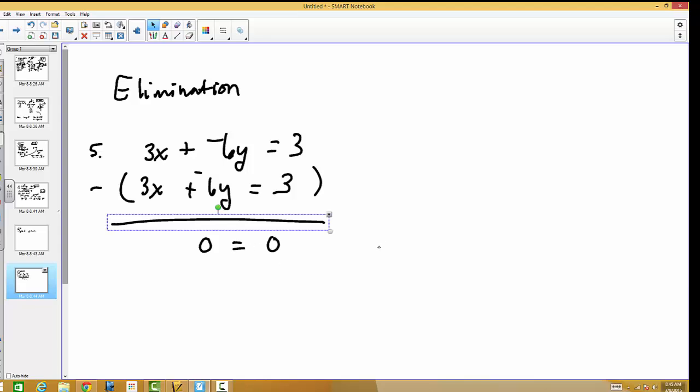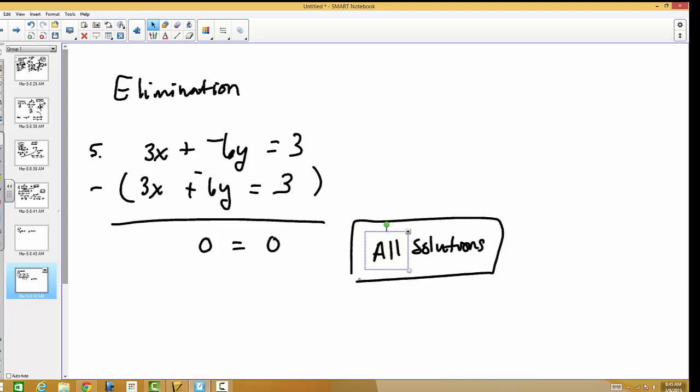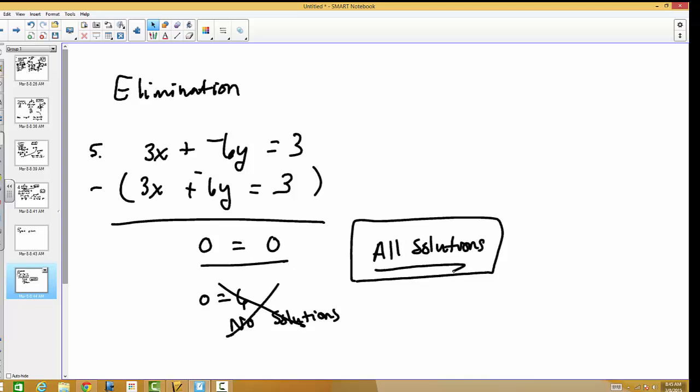0 will always equal 0. So this is all solutions. These equations are the same exact equation, so they would lay on top of each other. All of the solutions for the one would be the same as all of the solutions for the other. If by chance you got like 0 equals 6, then it would be no solutions. That would mean you have two parallel lines with a different y-intercept. This is not what you got. You got something that does work, so it's all solutions.